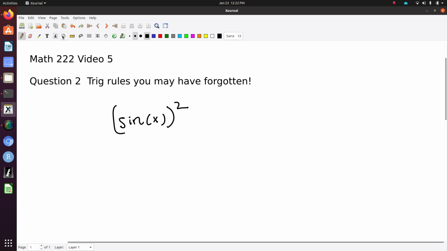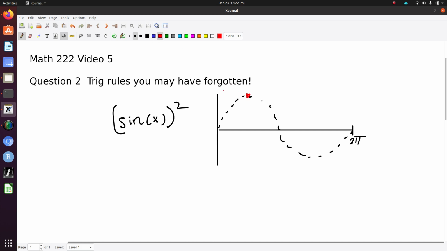So if you had just sine of x, let's try to remember what this thing looks like. From 0 to 2 pi, sine of x would look something like this, right? And so sine of x squared, well, where sine was 1, it's still 1. Where sine is negative 1, it's 1 again, and 0 is still 0. But what ends up happening is you get a new sine or cosine curve that looks like this.